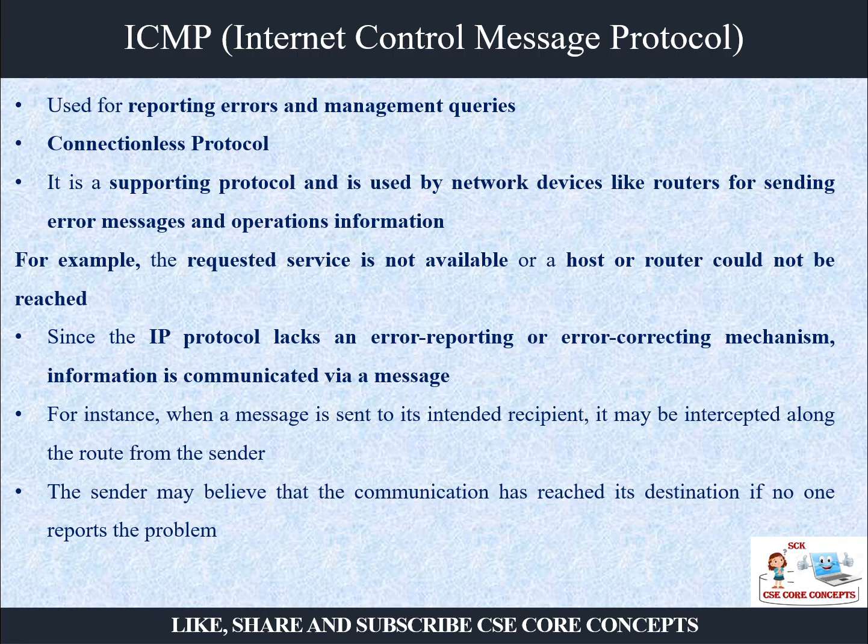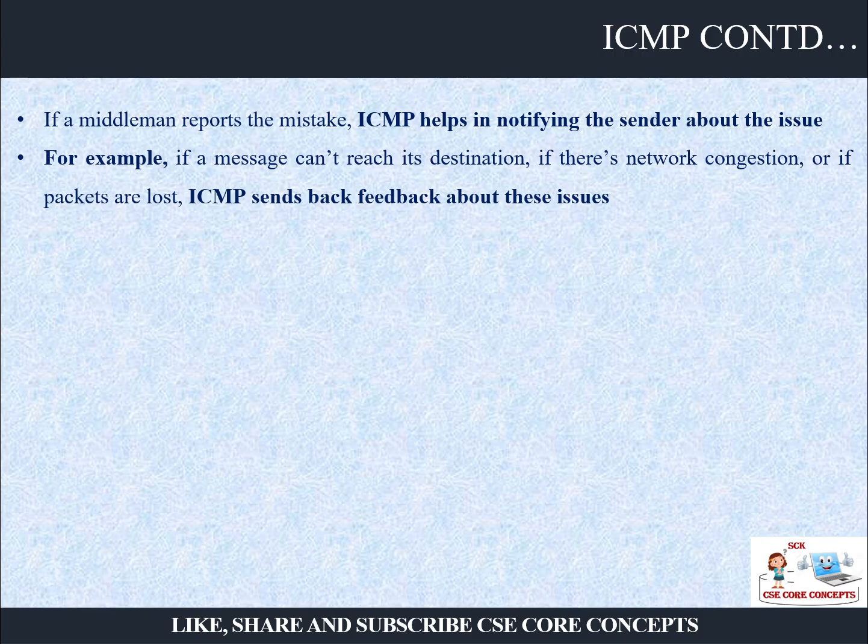When a message is sent to an intended recipient, it may be intercepted along the route from the sender. Now the sender thinks that the communication has reached the destination if no problem is reported. So if a middleman reports the mistake, then ICMP helps in notifying the sender about the issue. If the sender does not get anything, it does not know what the problem is, and it will keep on retransmitting.